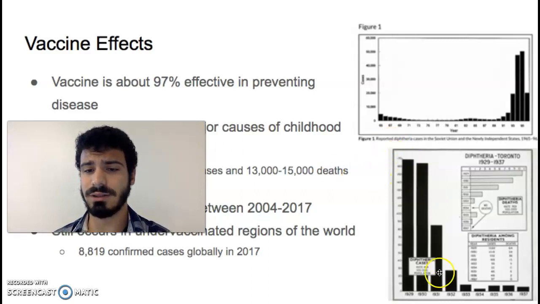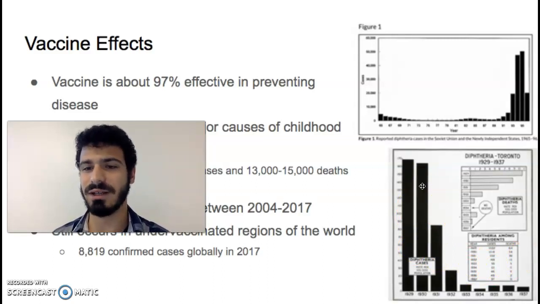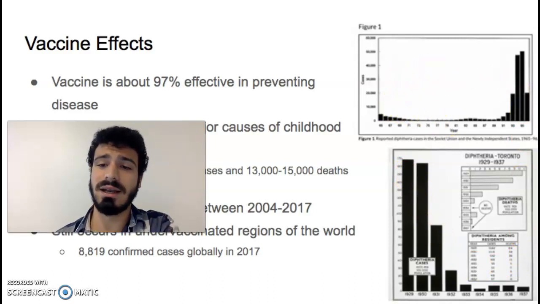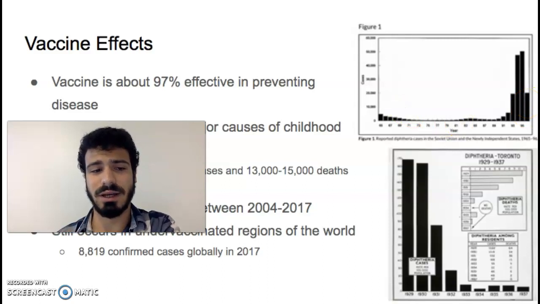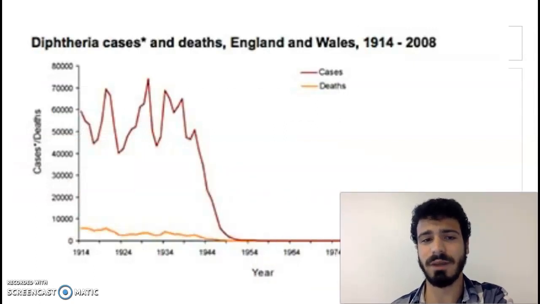Here you can see in these 2 pictures just how the vaccine has an effect on the incidence of diphtheria disease. The bottom one shows when the vaccine was introduced. The top one shows the Soviet Union, where an epidemic broke out in the 90s because of the lack of vaccinations. So that was a serious thing.